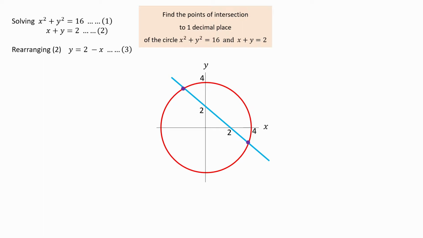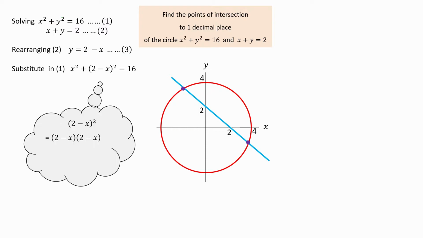Label as equation 3. Substitute equation 3 into equation 1 to obtain x squared plus (2 minus x) all squared equal to 16. (2 minus x) all squared is the same as (2 minus x) times (2 minus x).